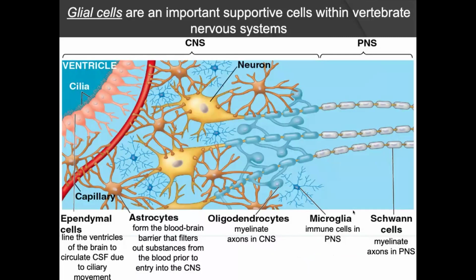Glial cells are also important supportive cells that occur within vertebrate nervous systems. These glial cells can be present throughout the nervous systems, CNS as well as PNS. These glial cells include ependymal cells that line the ventricles of the brain and help circulate CSF, astrocytes that help to form the blood-brain barrier, oligodendrocytes that myelinate the axons in the CNS, Schwann cells that myelinate the axons in the PNS, and microglia that act as immune cells within the nervous system.